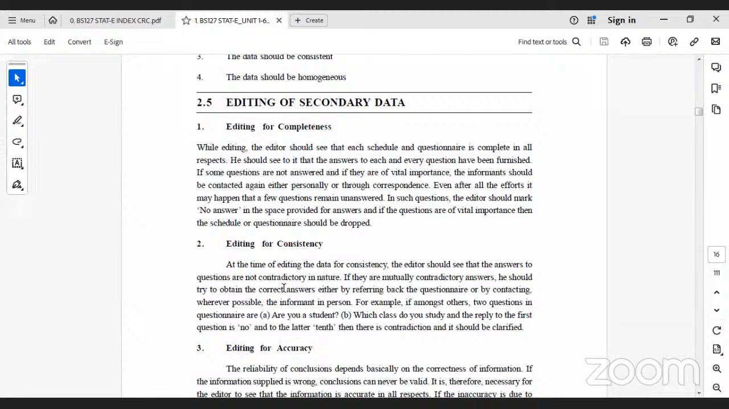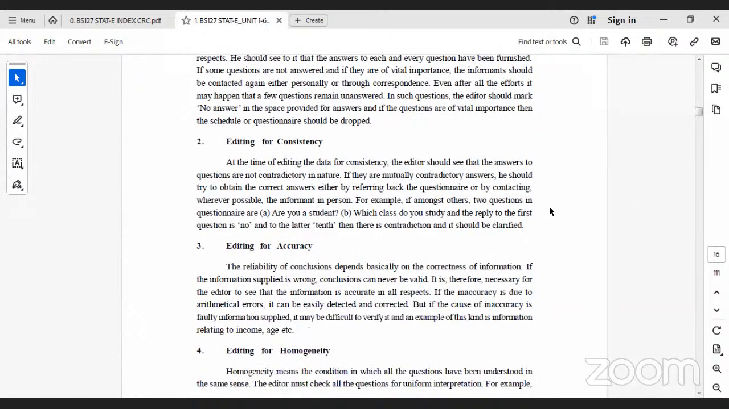So at the time of editing for consistency, the editor should see that the answers to the questions are not contradictory in nature. If they are mutually contradictory, we should try to obtain the correct answers either by referring back to the questionnaire or by contacting the informant in person wherever possible. For example, if among the questions in the questionnaire one asks whether the respondent is a student and the reply is no, yet a later answer contradicts it, then the contradiction should be clarified.